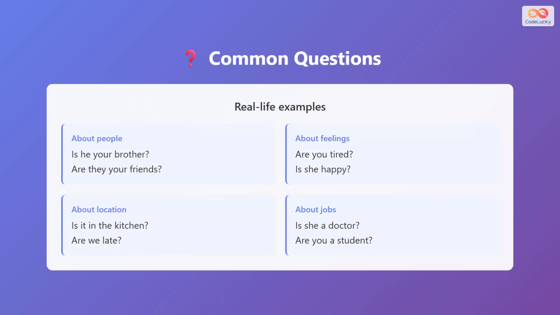Here are some real-life examples of questions you will encounter. Questions about people: Is he your brother? Are they your friends? Questions about feelings: Are you tired? Is she happy? Questions about location: Is it in the kitchen? Are we late? Questions about jobs: Is she a doctor? Are you a student? These topics are very common in everyday conversations.